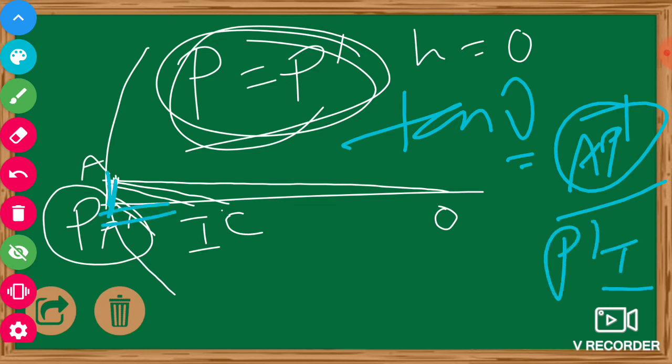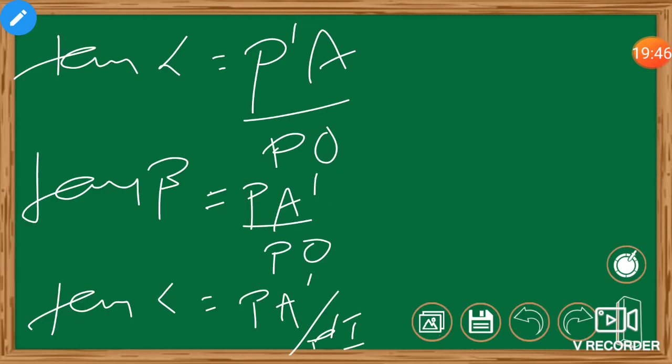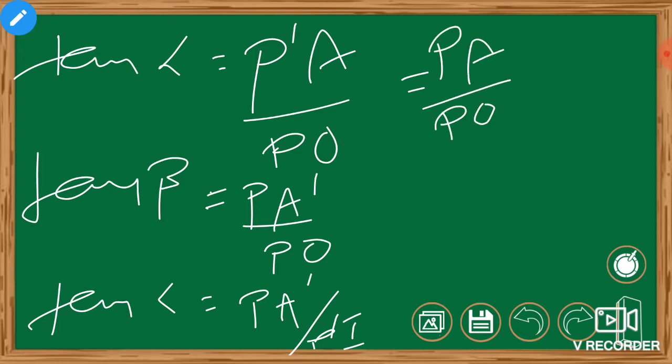Okay, so using this diagram, let's continue with a clear explanation. Here we find the values from the before diagram. Tan alpha equal to P dash A by PO. P dash A equals PA, and tan beta equals P dash A by PC, which is PA by PC.